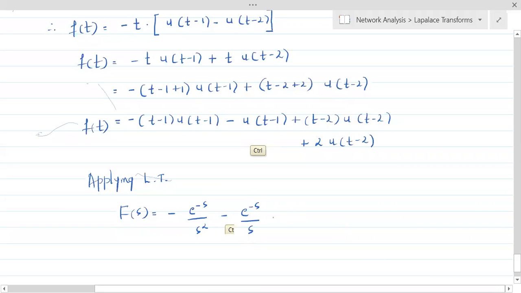Plus the third. The shift is minus 2. So it's e power minus 2s divided by s square plus 2 into e power minus 2s divided by s. So this is how it's going to look.